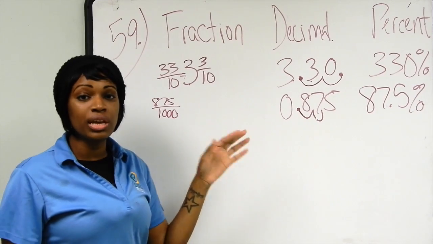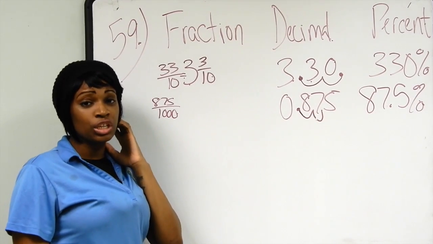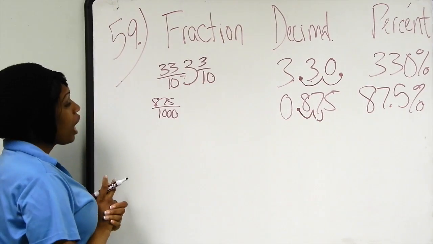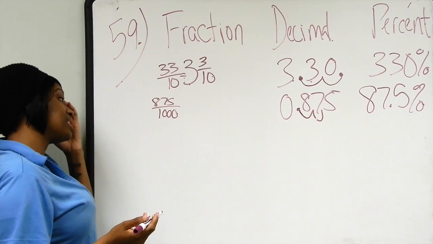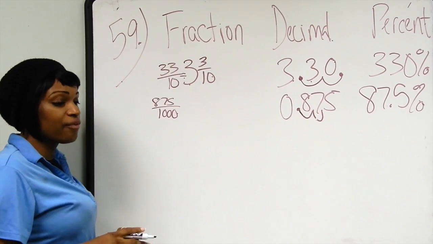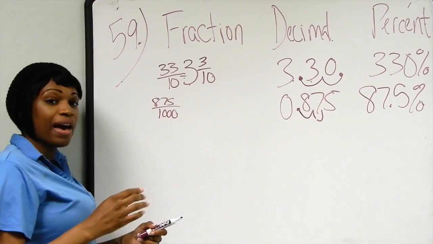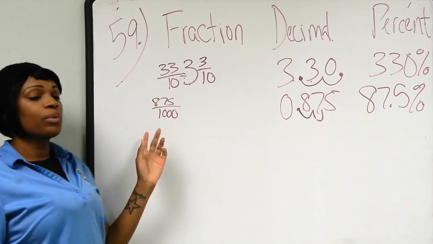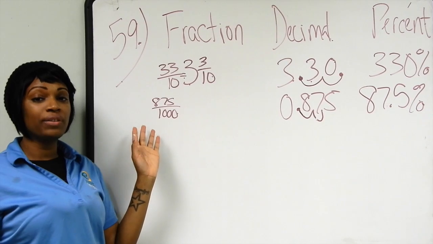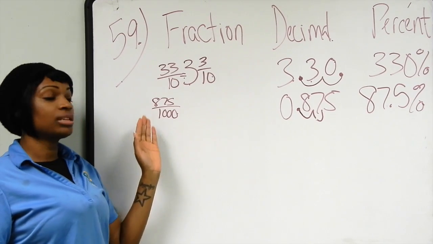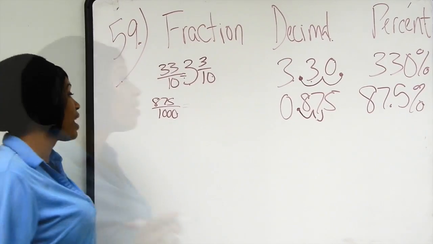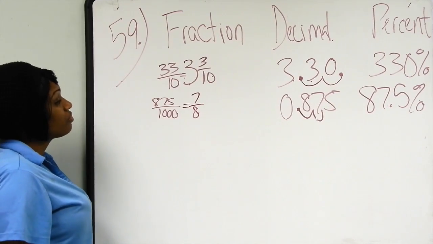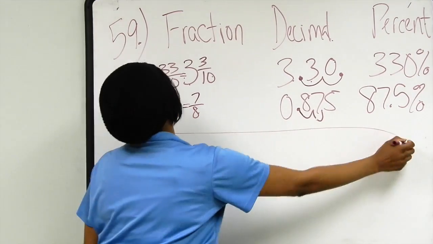And then you have to reduce until you get the lowest fraction you could possibly get, okay? What you might first do is divide 875 by 5 and 1,000 by 5 as well, and then keep reducing until you get the lowest fraction. So I know 875 and 1,000 have a factor in common. They both have 125 in common. So I'm going to reduce the numerator and denominator both by 125. And when I do that, I get 7/8. Okay? And that's the final answer for number 59.